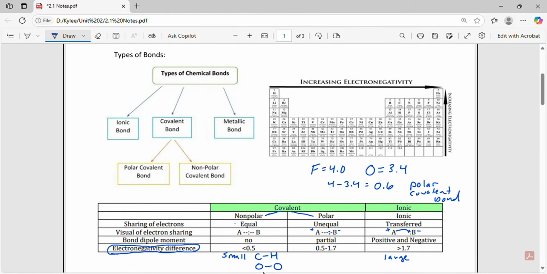If I subtracted them and got a number less than 0.5, then it would be nonpolar. And if it was really large, I would get an ionic bond.